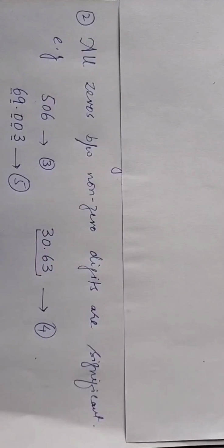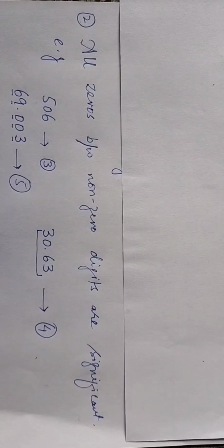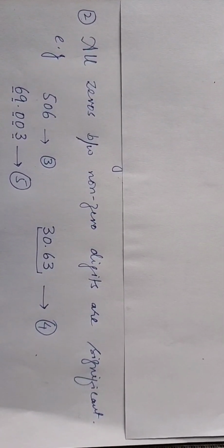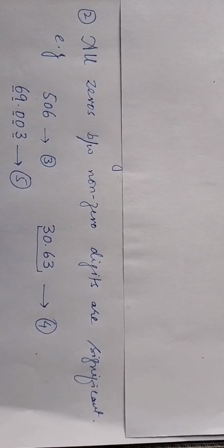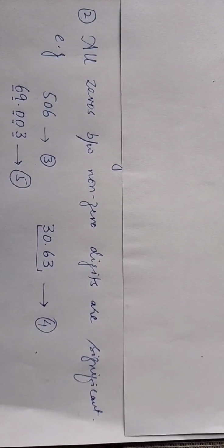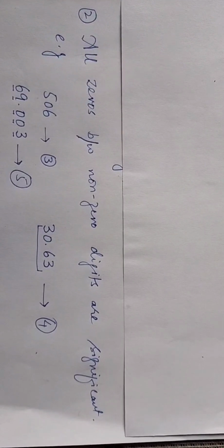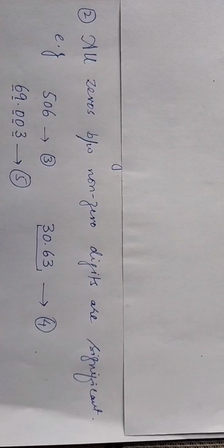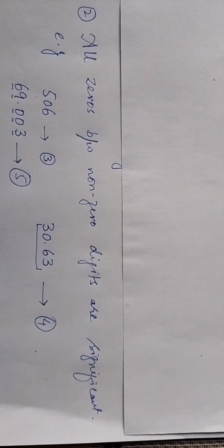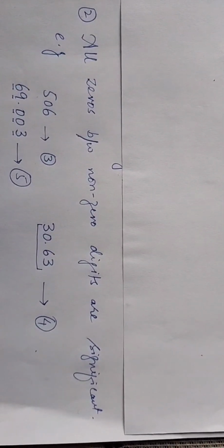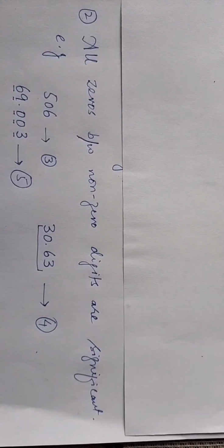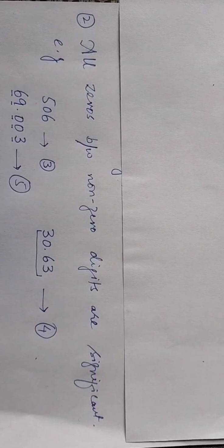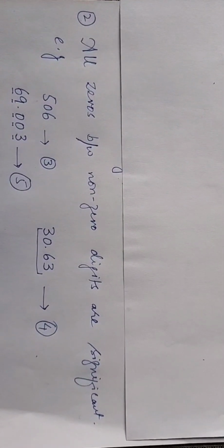Second rule says that all zeros between non-zero digits are significant. For example, 506. There is 0 in between 5 and 6, which are non-zero digits. So you will count all of the digits and you will get 3 significant figures. Similarly, the second number, 30.63. 3 is the first digit, 0 is the second digit, 6 is third and 3 is fourth digit. So there are 4 significant figures. 0 was in between non-zero digits, so you will count all of them.